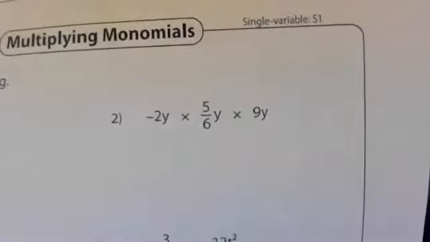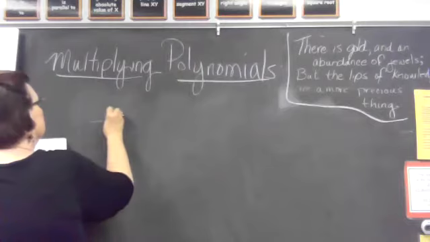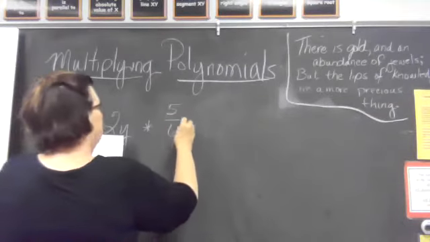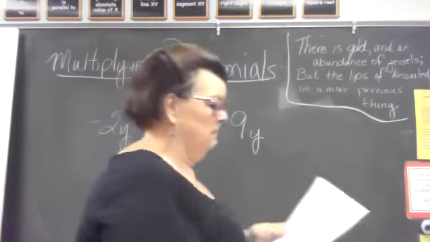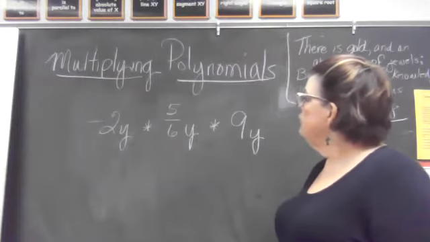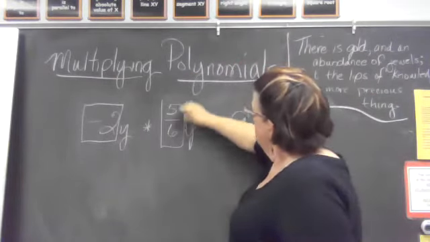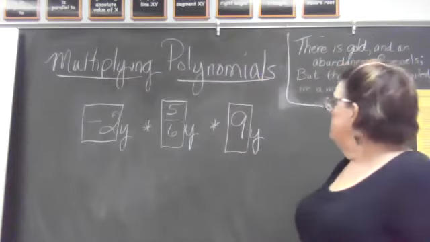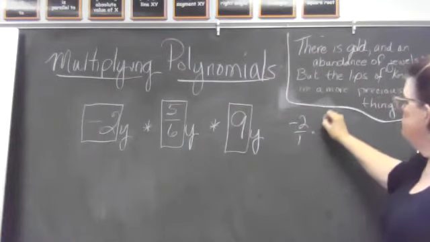Number 2. Negative 2y times 5/6 y times 9y. So what we're going to do is look at our coefficients first. We have a negative 2. Remember to bring the sign with it. Times a 5/6 times a positive 9. So if you're not using your calculator, I make them all fractions since we have a fraction.